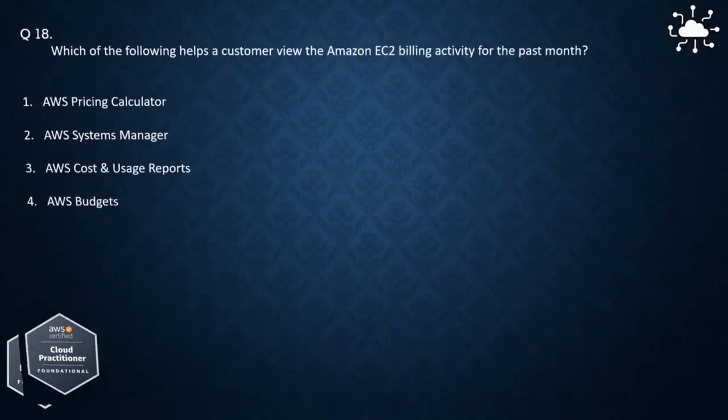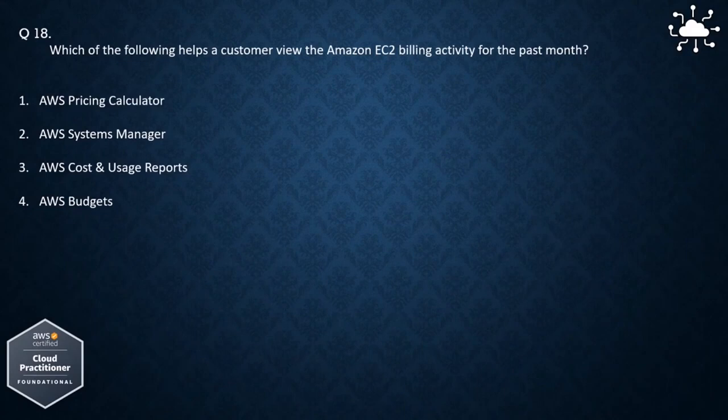Question number 18. Which of the following helps a customer view the Amazon EC2 billing activity for the past month? 1. AWS Pricing Calculator. 2. AWS Systems Manager. 3. AWS Cost and Usage Reports. 4. AWS Budgets.